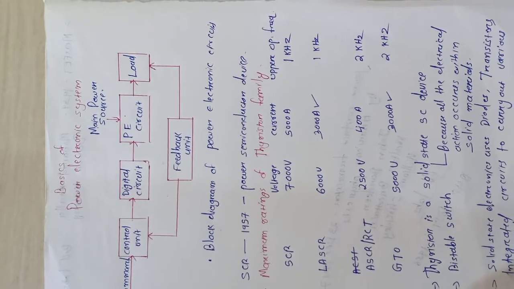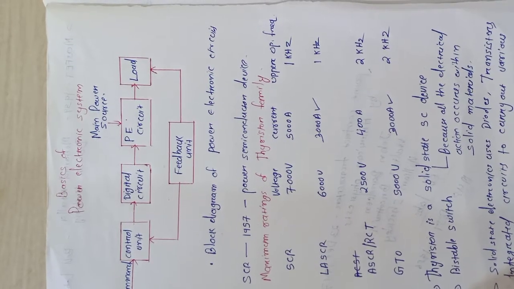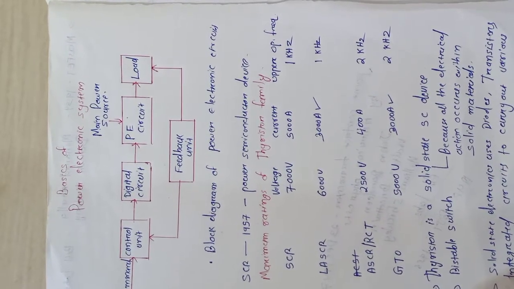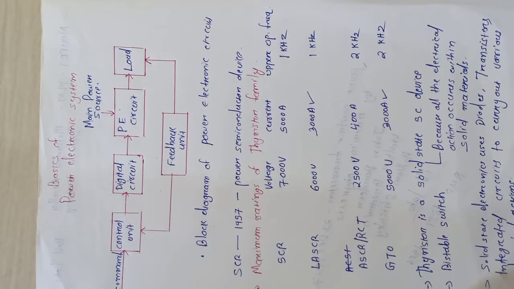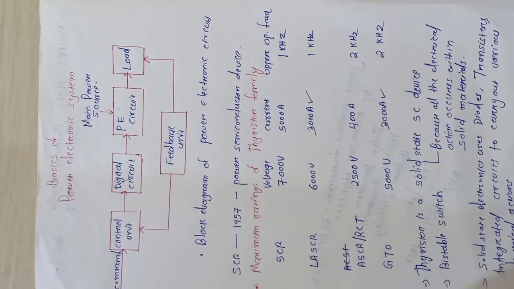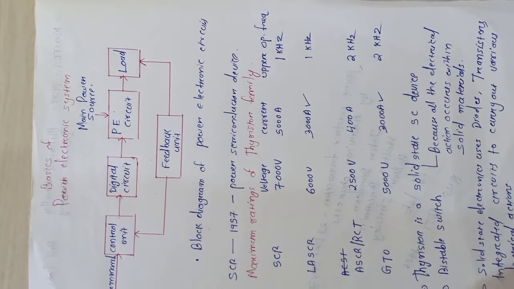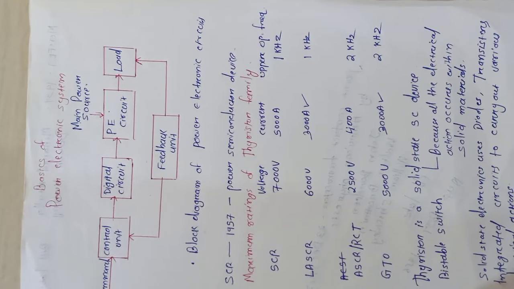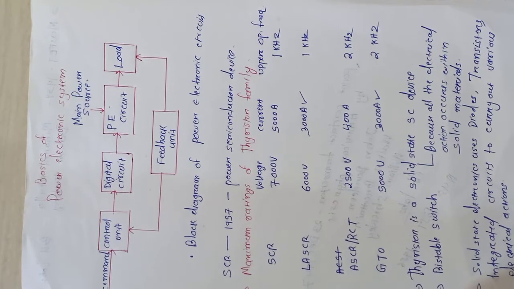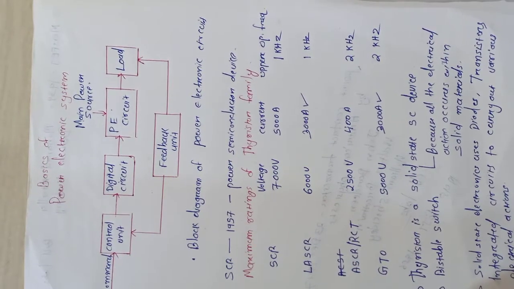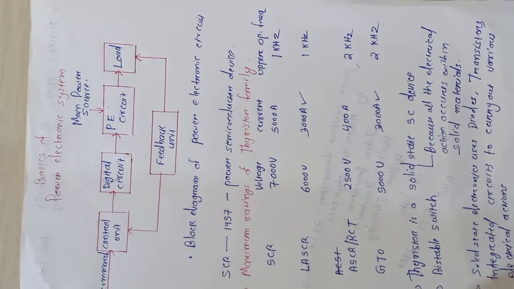Fifth, small size and less weight result in less floor space and therefore our installation cost is less. Last, mass production of power semiconductor devices has resulted in the lower cost of the converter equipment. So as the semiconductor devices are produced in a large quantity, the converter equipment cost decreases.